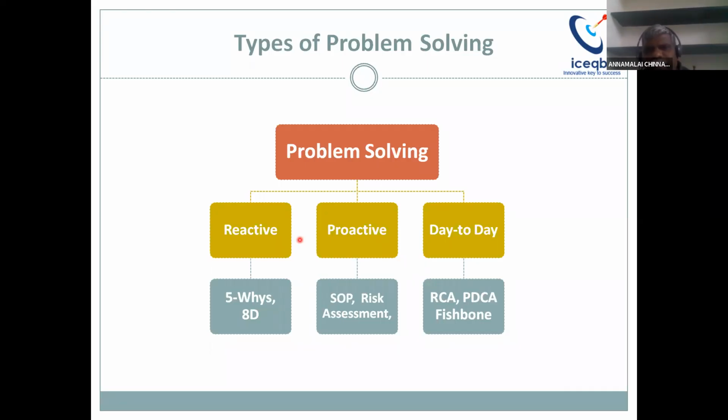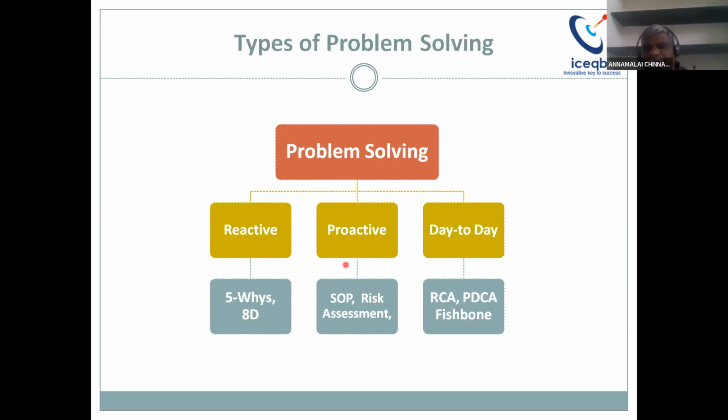So we are taking some actions. Those actions we call a reactive approach. The examples are the 5Y or 8D report. The 8D report, whatever we are talking about now, is actually a reactive approach. That means some problem has already happened, and we are trying to find out the root cause and take some appropriate corrective actions, right? That's why we call it a reactive approach. The problem has already happened, and we are trying to solve that.